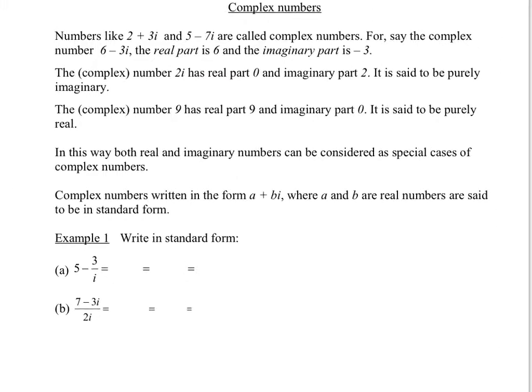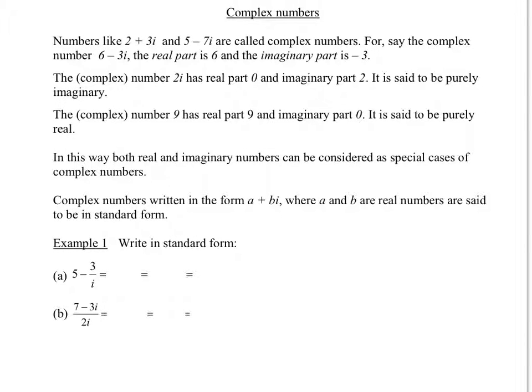So, if you have 5 minus 7i, that's made out of a real part, the 5, and an imaginary part, the -7i. Complex just means made out of more than one piece, a real part and an imaginary part. Now, the standard form is like this, where you can see the real part and a number times the i.